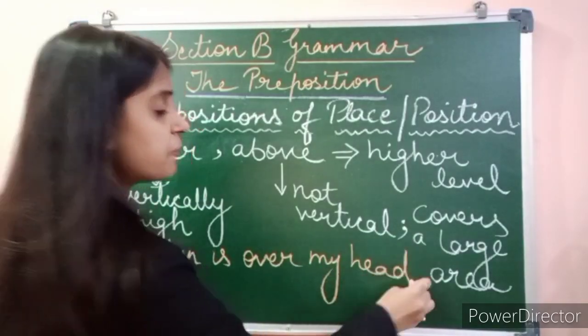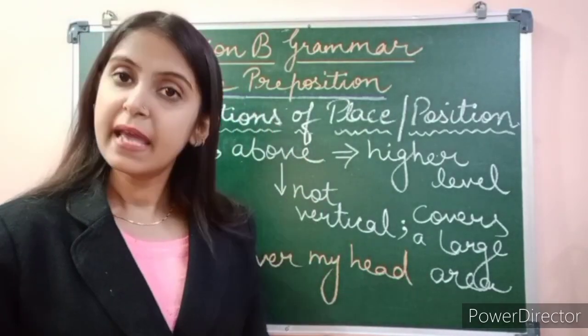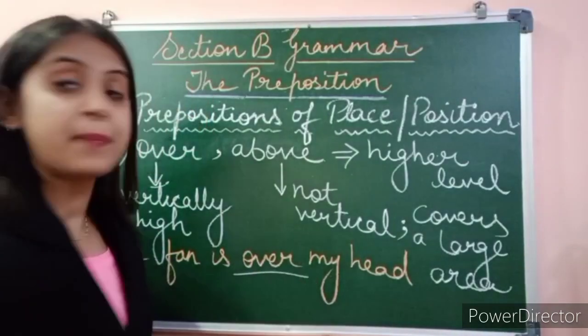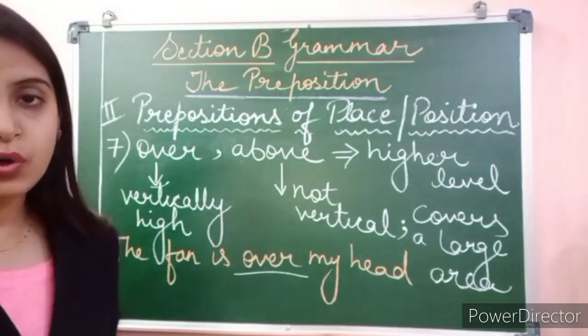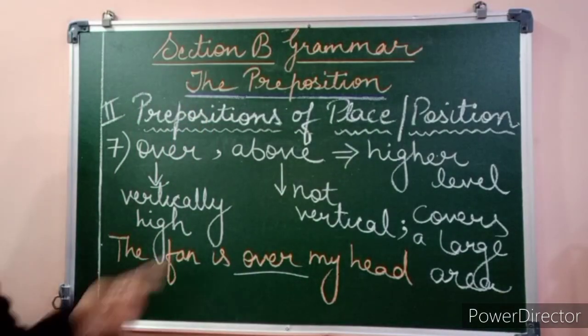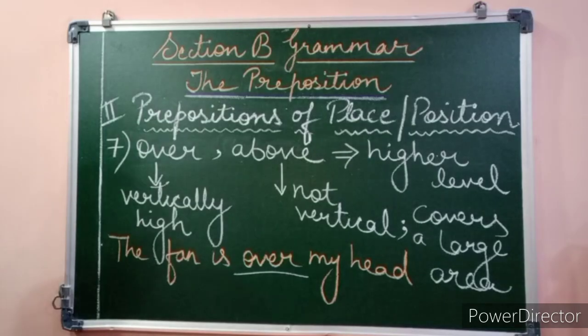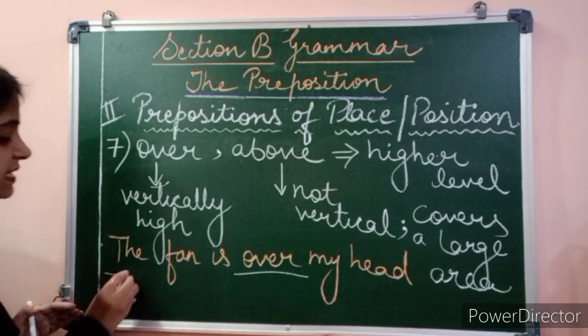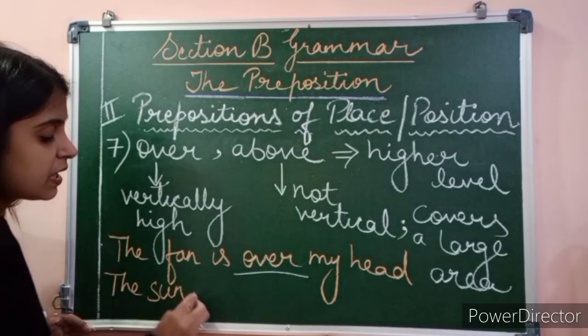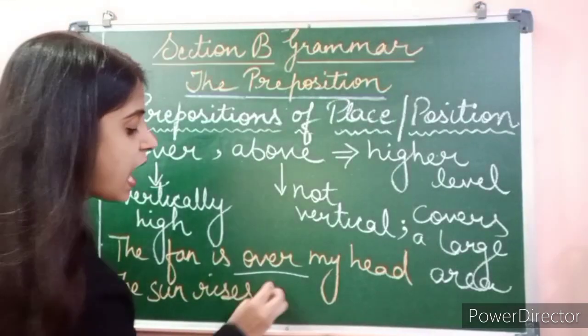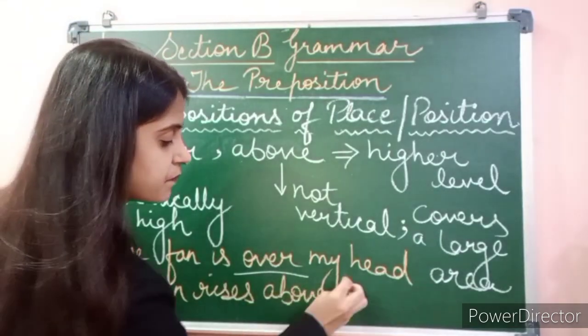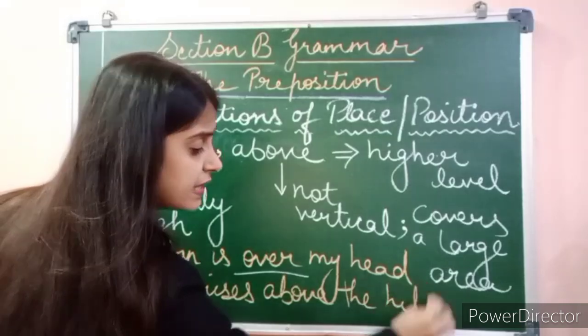Right? The fan is over my head. So we have used the preposition over. Now let me give you an example of preposition above. For example, I say the sun rises above the hills. Above the hills.